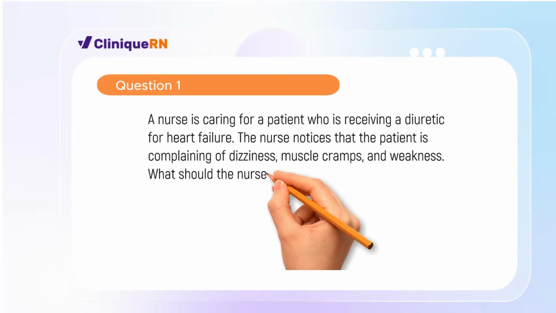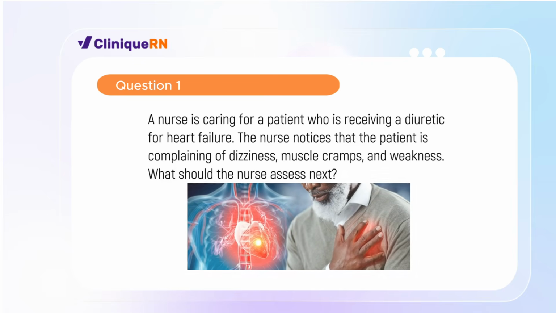A nurse is caring for a patient who is receiving a diuretic for heart failure. The nurse notices that the patient is complaining of dizziness, muscle cramps, and weakness. What should the nurse assess next?